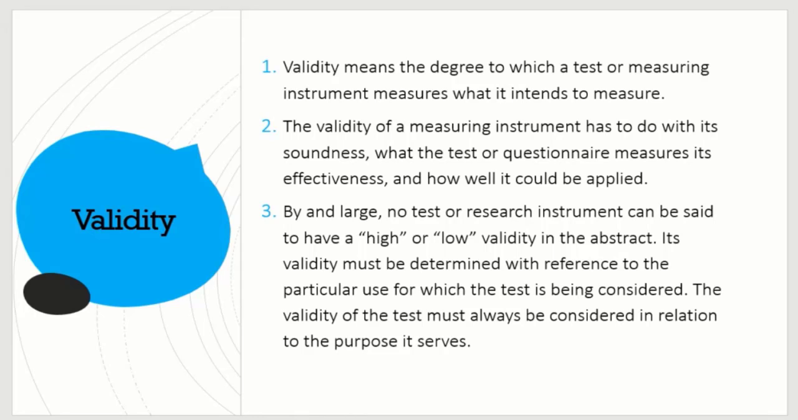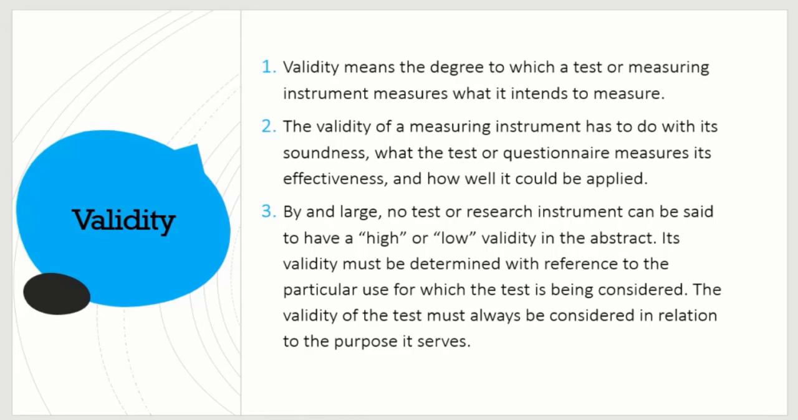There is digital and there is analog. If you are going to measure, let's say, elements or very small things, particles, you might think that using an analog scale may not be appropriate. You have to use a digital weighing scale for that because it is more accurate. So the validity of a measuring instrument has to do with its soundness as well. Okay? By and large, no test or research instrument can be said to have a high or low validity in the abstract.